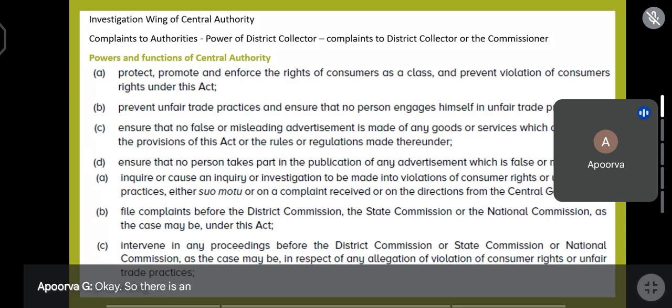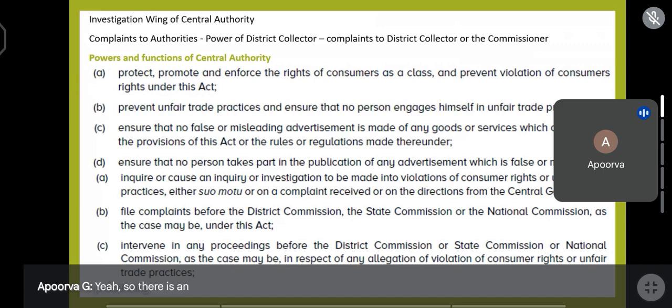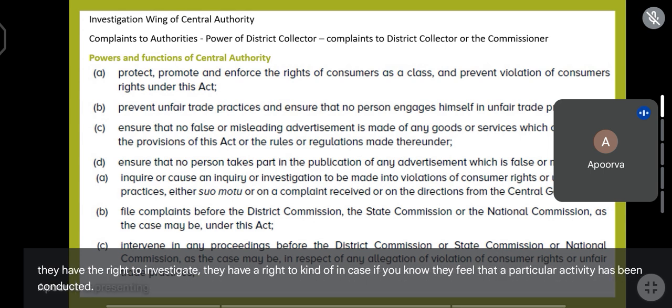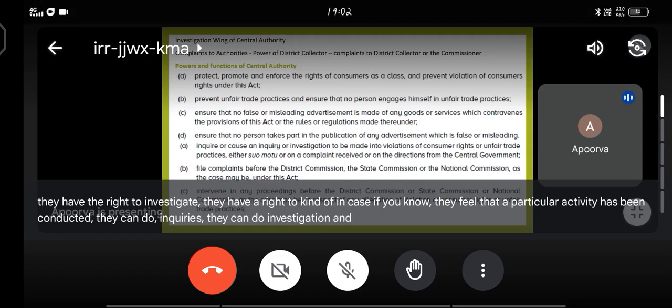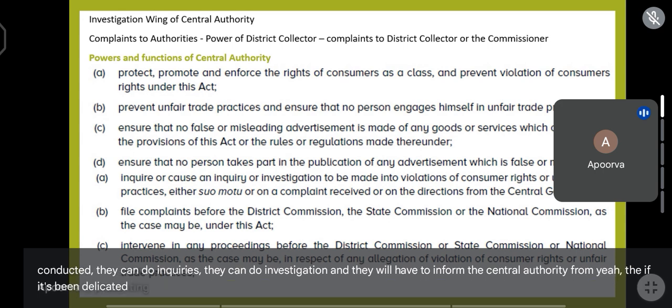There is an investigation wing of the central authority. Basically, the investigation wing has the right to investigate. If they feel that a particular activity has been conducted, they can make inquiries and conduct an investigation, and they will have to inform the central authority. If it has been delegated to any officer, that person will have to write in and submit it to the central authority.